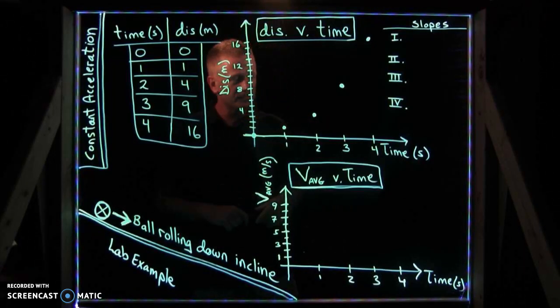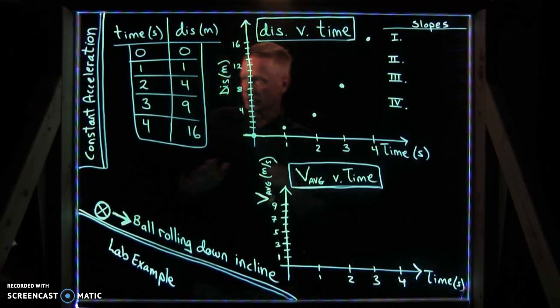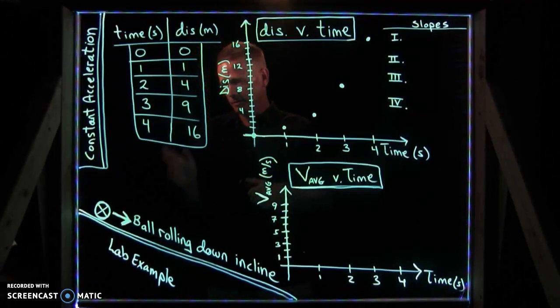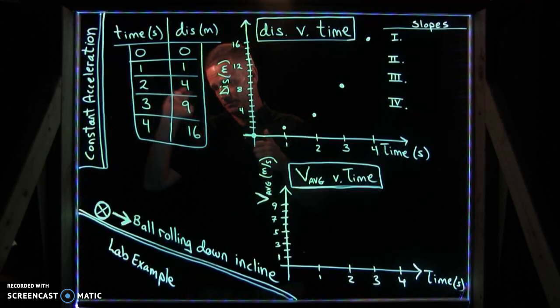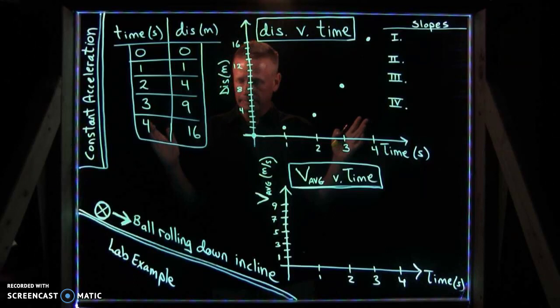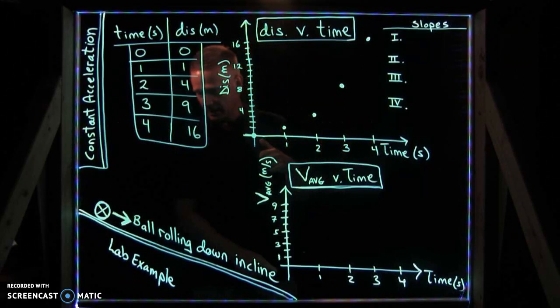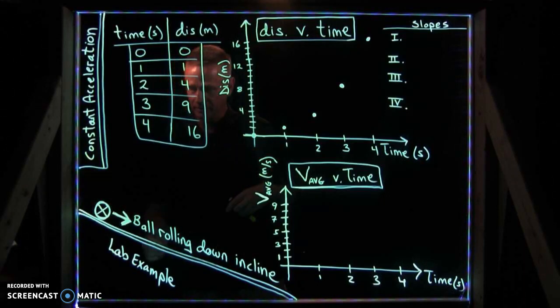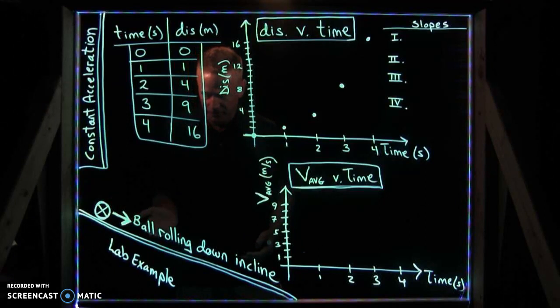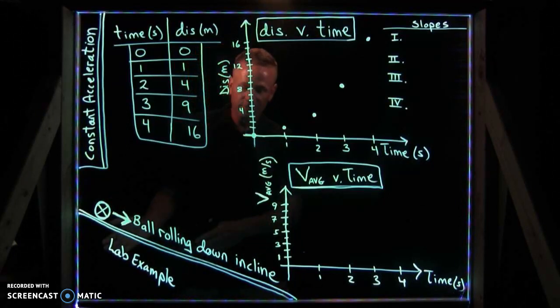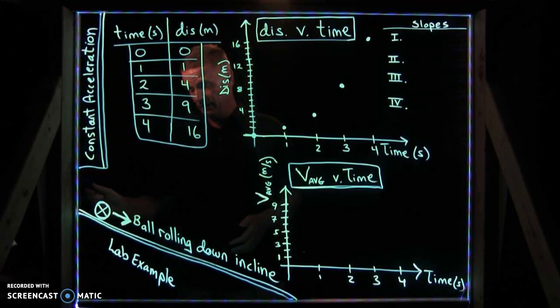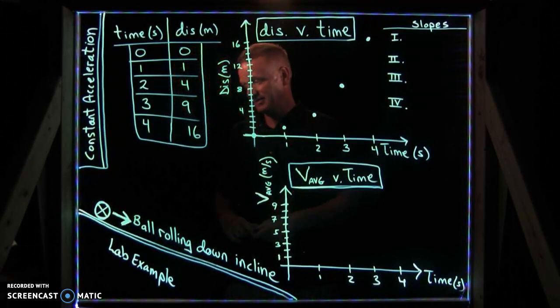Okay, welcome. This is a video to help you learn how to graph and analyze constant acceleration motion. In lab, you're going to be dropping carts down ramps, rolling balls down inclines. I drew a little example in the bottom left here. Let's just say a ball is rolling down an incline. As it rolls further and further down, it gains speed. So it's not moving at a constant velocity. It's accelerating. And it's accelerating at a constant rate.